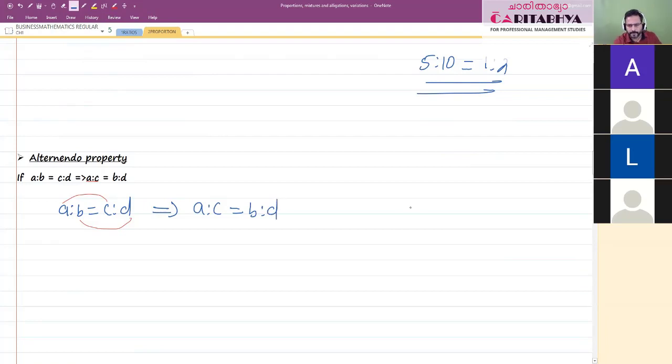Let us see. 10 is to 5 equal to 2 is to 1.